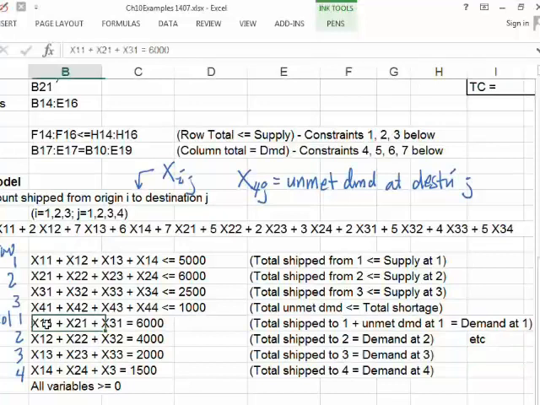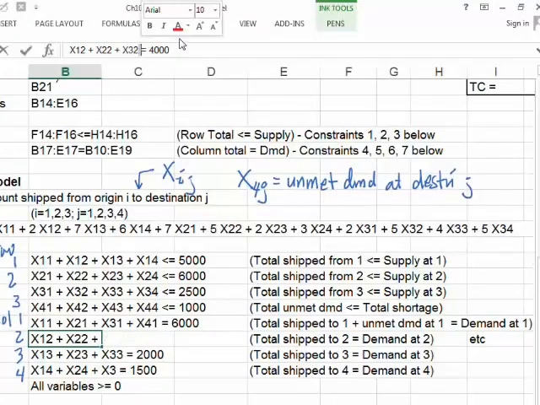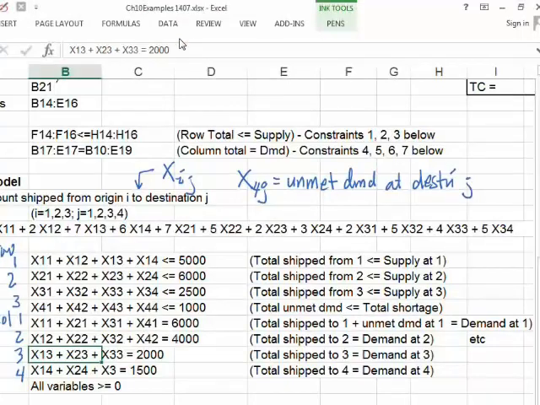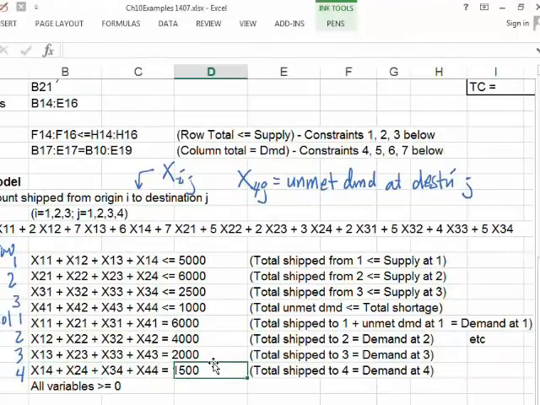So here, what we'll do is just add that variable. It was x31, right? Now it's plus x41. So I'm just adding the extra variable. x41 is the unmet demand at destination 1. And then I do the same thing here, plus x42, that's for the second destination. And I just keep going like that. x33 plus x43. Then here we have x34 plus x44.